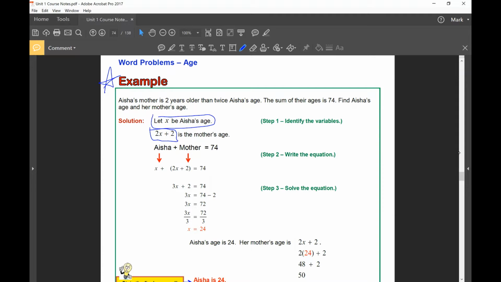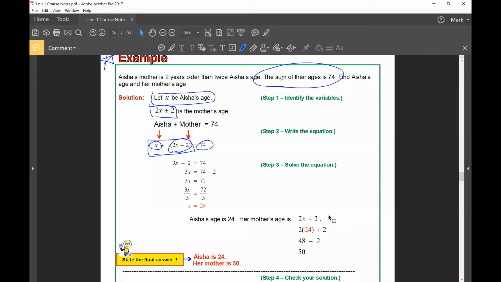Now, I also know that it says the sum of their ages, which means in simple words, if I add together their ages, it will equal 74. And I want to find out how old each person is. So Aisha is X, the mother is 2X plus 2. Add them together, they should be 74, and we solve for X. Now, again, we've been solving algebra since early this week or late last week, so I'll let you guys worry about step 3, solve the equation. We've been doing that for days now.